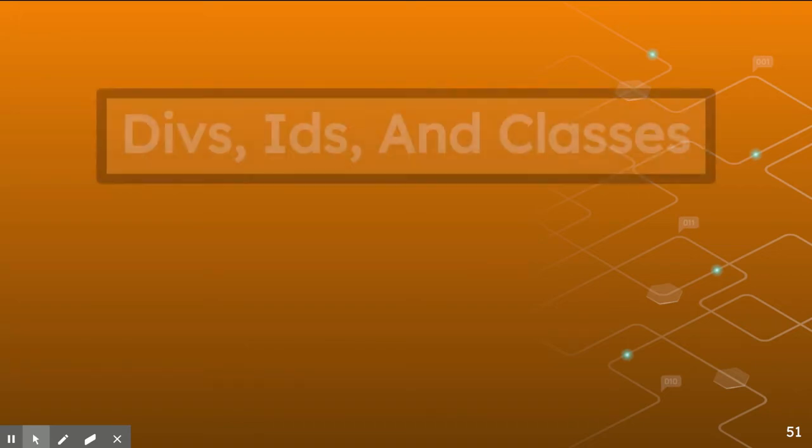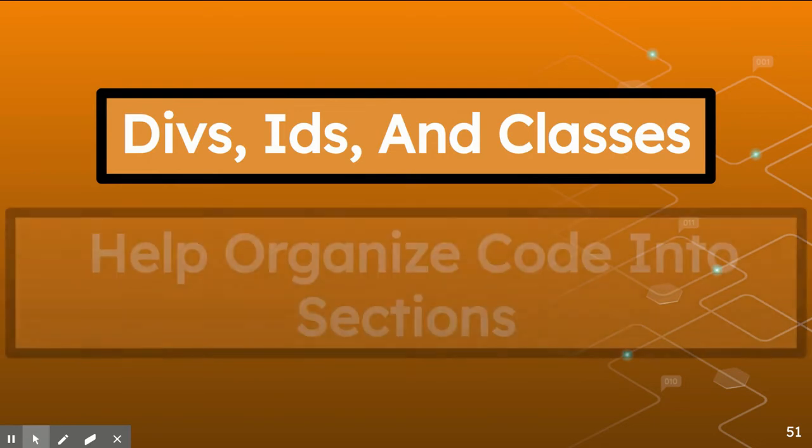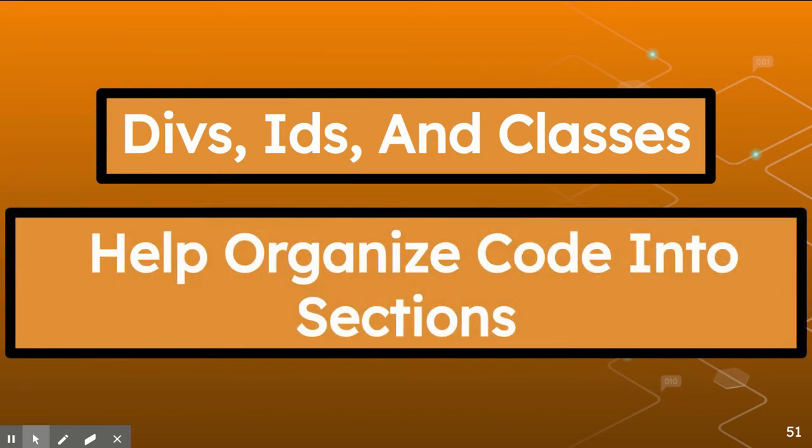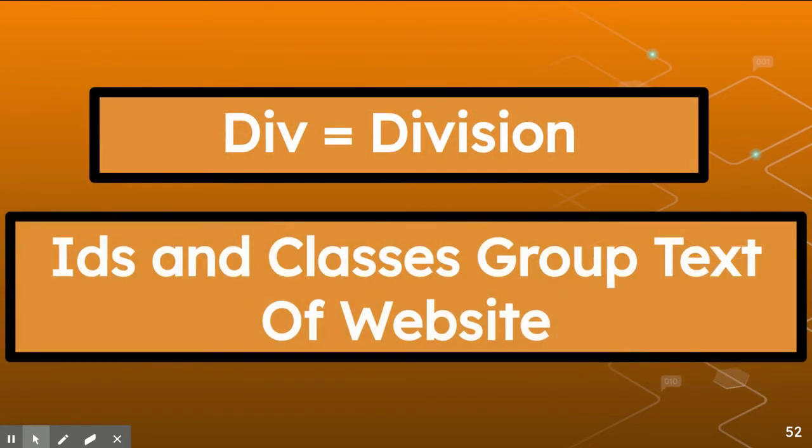The last topic that we will cover for HTML in this video are divs, IDs, and classes. All of these components of HTML pretty much help organize your code into sections. The div tag stands for division, and the ID and class groups the text of a web page into different groups. For example, the heading and the subtitle could be a class called main, and the paragraph is a class called base. So now let's try it out in our text editor.